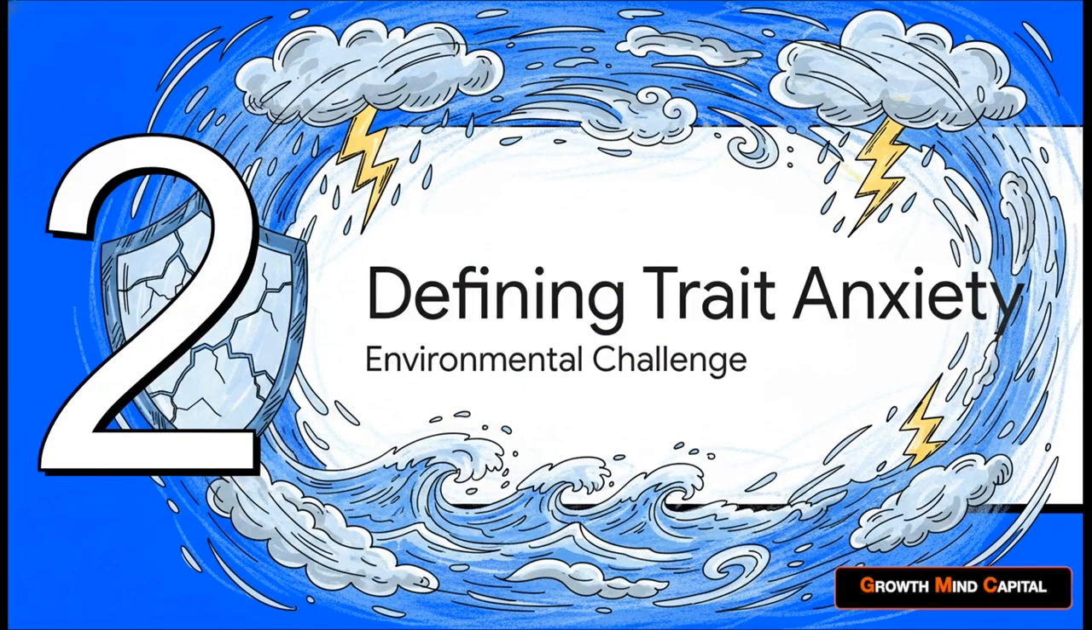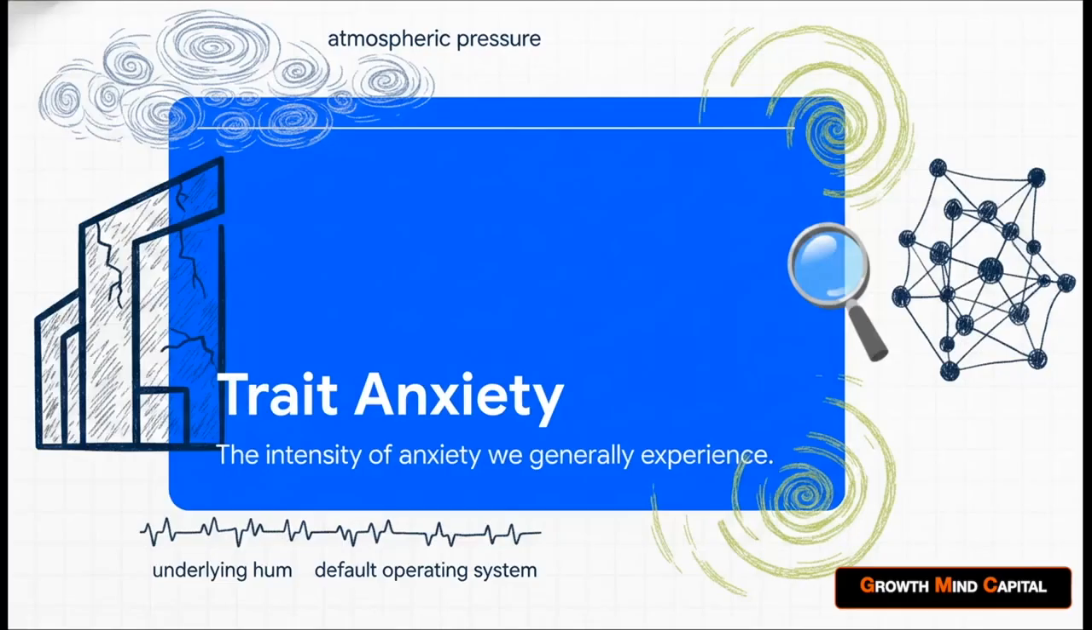Moving on to Section 2, Defining Trait Anxiety. This is where we look at the environmental challenge. All right, let's focus first on that environmental challenge, that internal weather that's constantly beating against our walls. The text introduces this foundational concept called trait anxiety. Now, in this whole architectural metaphor we're using, we're not talking about an acute panic attack. We're talking about the baseline challenge that we all uniquely have to face. It's basically the inescapable atmospheric pressure of our individual minds. You can think of it as that underlying hum that acts as our default operating system.